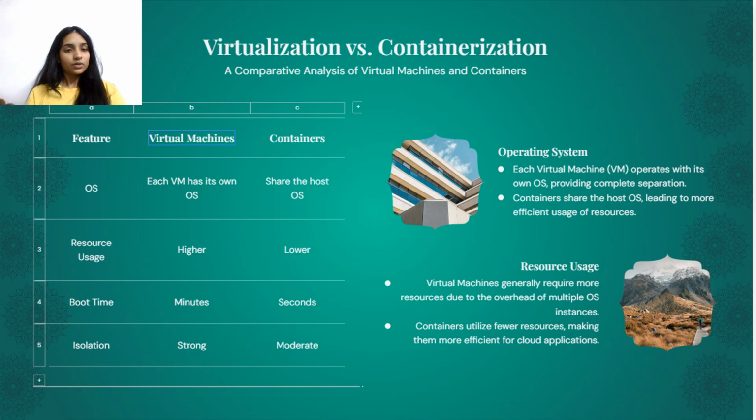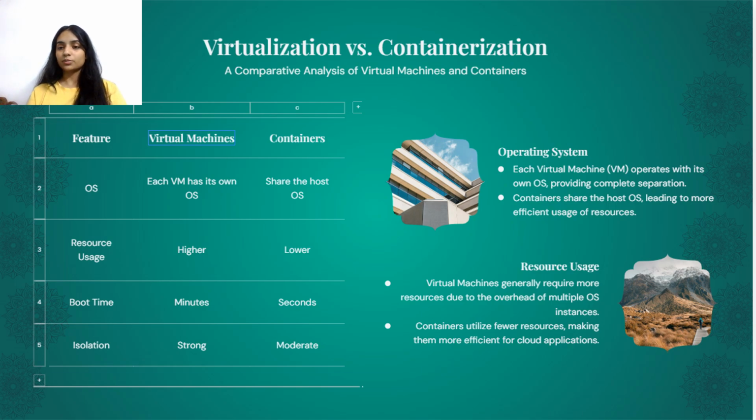Moving to our next page, which is virtualization versus containerization, a comparative analysis of virtual machines and containers. So our key features are, number one, the operating system. In virtual machines, each virtual machine has its own operating system. Containers share the host operating system. Second one is resource usage. Virtual machines have high resource usage. On the other hand, containers have lower. Boot time in virtual machines is of minutes. In containers it is of seconds. Isolation in virtual machines is strong. In containers it is moderate.